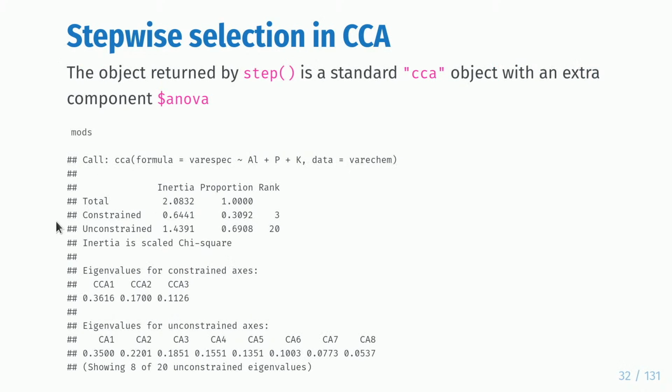And when you do that, with ordistep or with step, what you get back is a standard CCA object that has an extra component. So what it would return is this object, and we called it mods, and this is a CCA model, and it just shows the 3 best variables. In this case, these were the variables that were selected. So this model contains 3 terms. After it added the 3rd term, the algorithm would have stopped because we could make no more significant improvements to our model. So this tells us that with this forward selected model, we can explain about 31% of the variance in this data set.